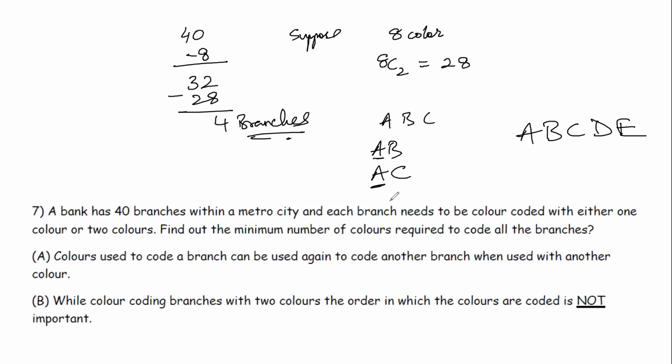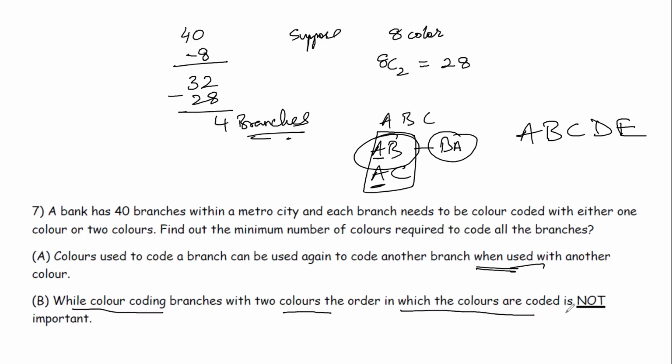Yes. So that was one of the conditions I was looking for, and they're saying that the color can be repeated, can be used with another color. Now the second condition is about whether AB is a distinct coding than BA. This arrangement is different from this, or whether or not that is a possibility. Now, while color coding branches with two colors, the order in which the colors are coded is not important. Correct? So with A alone, we are missing out on the BA condition. So B alone is also not possible to get to the answer. So both together clear out those two conditions that we require, whether the colors can be repeated and whether or not the order is important.